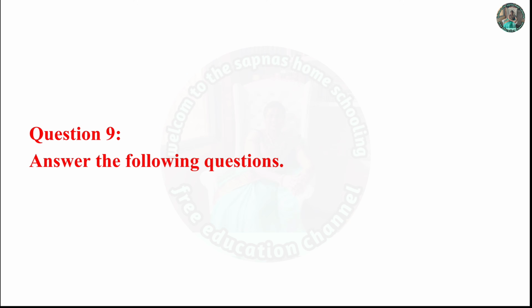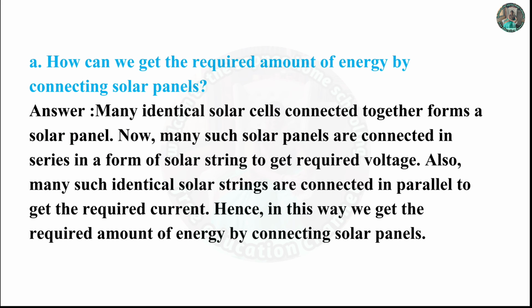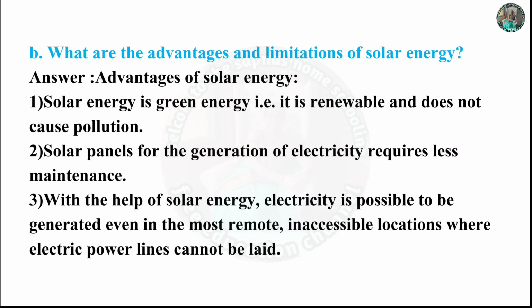Question 9. Answer the following question. A. How can we get the required amount of energy by connecting solar panels? Answer. Many identical solar cells connected together form a solar panel. Now many such solar panels are connected in series in the form of a solar string to get the required voltage. Also, many such identical solar strings are connected in parallel to get the required current. Hence, in this way we get the required amount of energy by connecting solar panels.